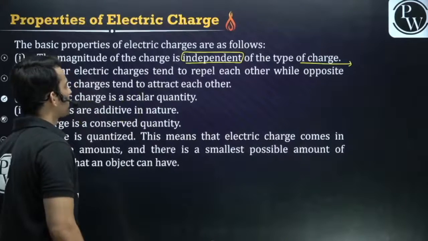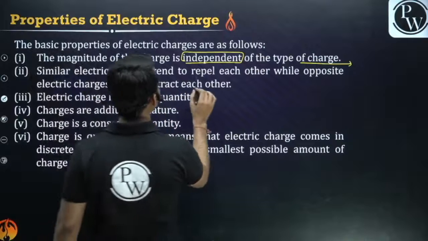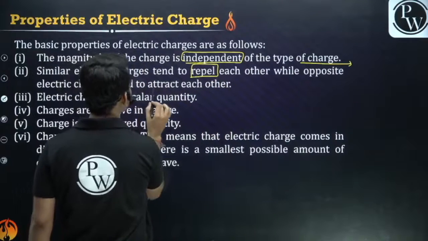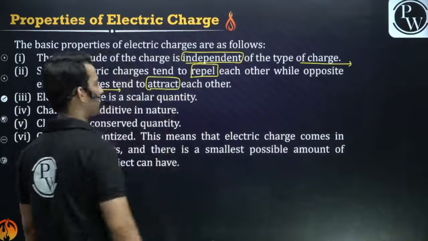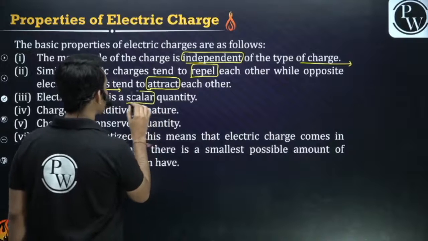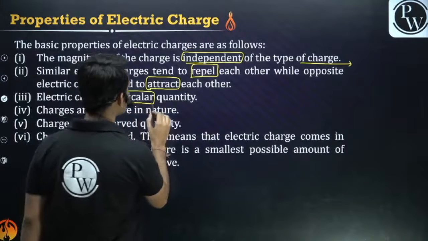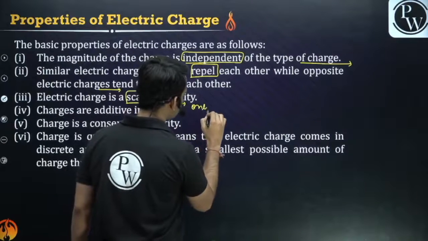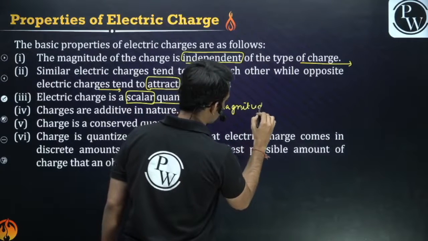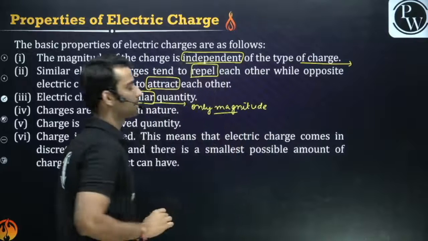This is the first point. Next is, similar charges tend to repel, like positive, negative, but opposite charges tend to attract, like positive, negative, right? Next is, electric charge is a scalar quantity. Now guys, what is the meaning by this? What is a scalar quantity? Scalar means only magnitude is there. Scalar means only magnitude, no direction is there.